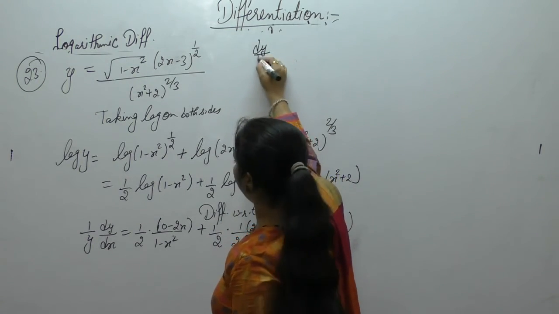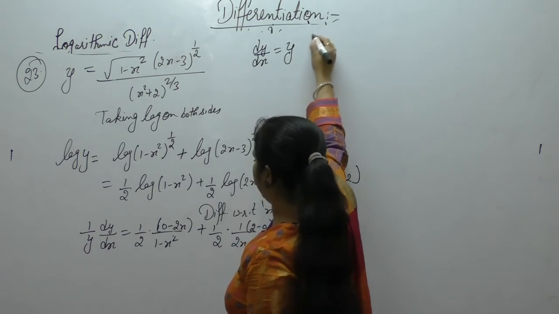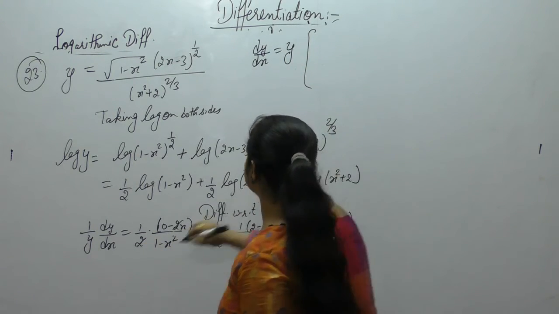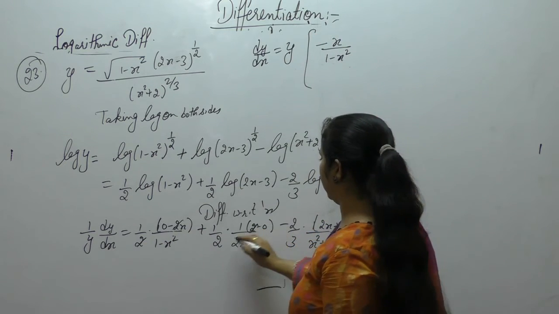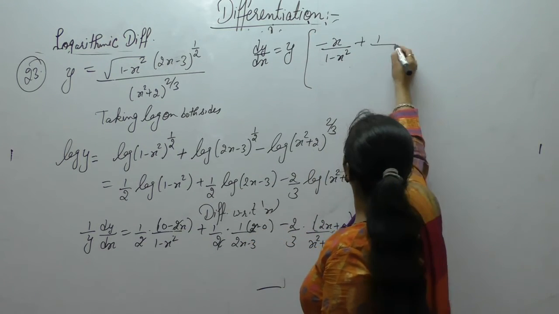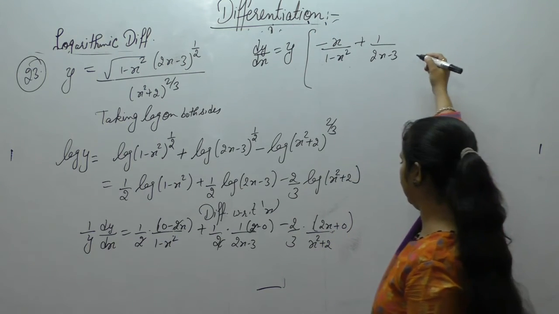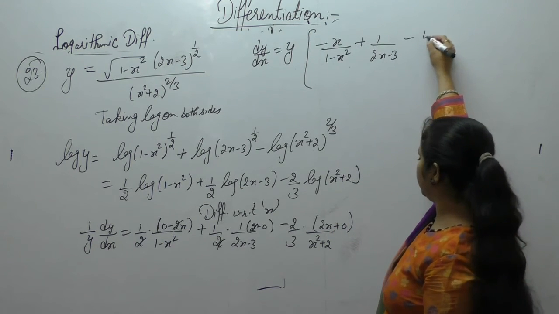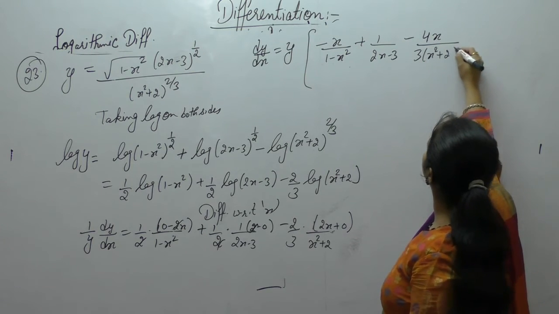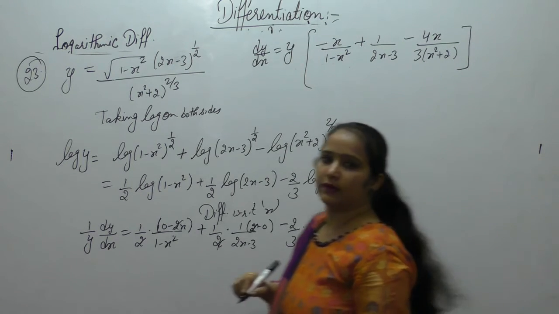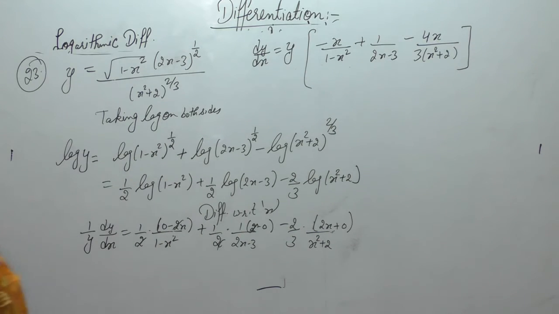dy upon dx is equal to y into, 2 will get cancelled, minus x upon 1 minus x square, 2 will get cancelled, 1 upon 2x minus 3 minus 2 into 2, 4x upon 3x square plus 2. Now we can put the value of y here.